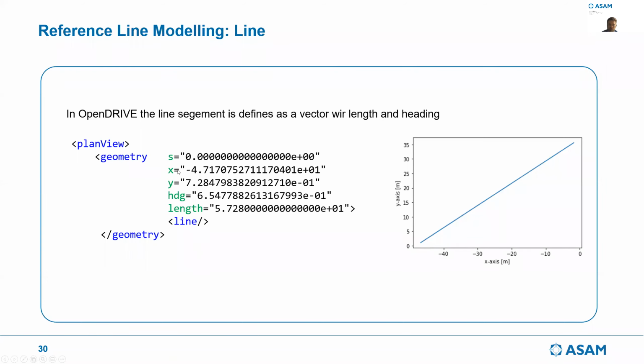We have the X and Y coordinates here, and we've got an S position of 0, so our reference line starts right here. We've got a length of, in that case, 57 meters, 0.28, and that pretty much is the one we have here. And the line attribute is empty because we don't need more than what we have here to define a straight line. But still, you need to add that line attribute so your interpreter knows that you're talking about a straight line here.